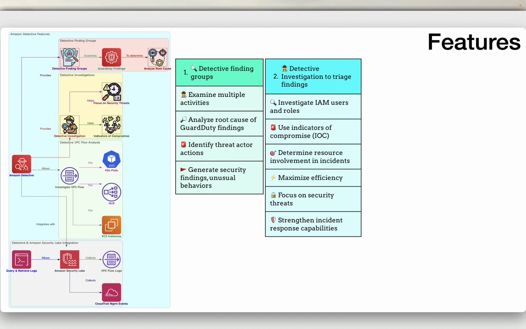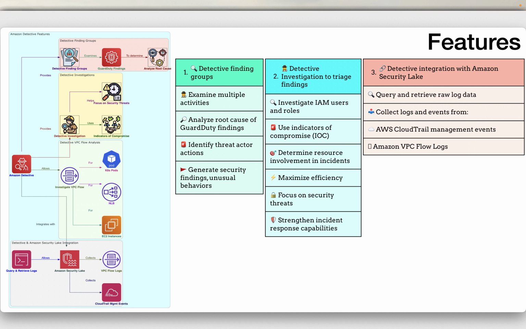Detective investigations to triage findings. With Detective investigation, you can investigate IAM users and IAM roles using indicators of compromise, which can help you determine if a resource is involved in a security incident. An indicator of compromise is an artifact observed in or on a network, in a system or environment that can, with a high level of confidence, identify malicious activity or security incident. With Detective investigations, you can maximize efficiency, focus on security threats, and strengthen incident response capabilities.